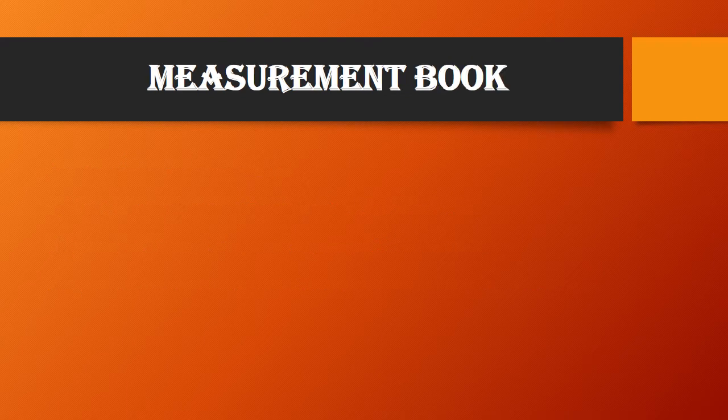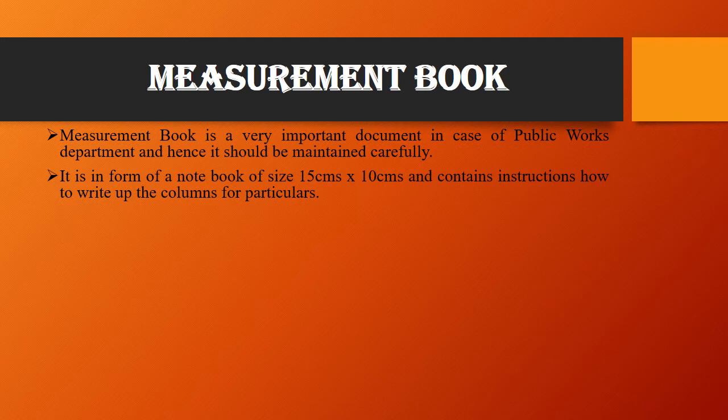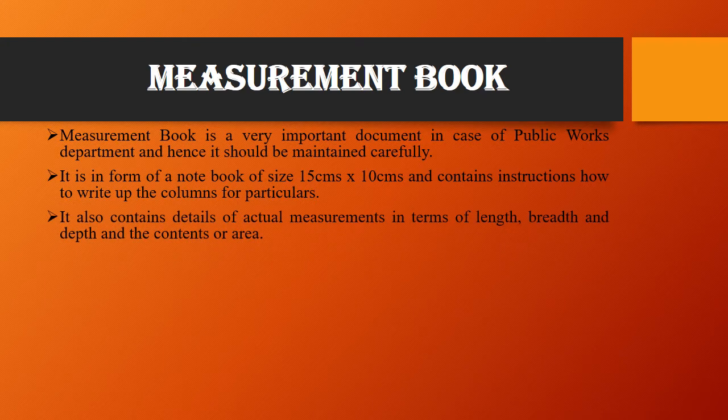Now, measurement book. Measurement book is a very important document in case of Public Works Department, and hence it is maintained very carefully. It is in the form of a notebook of size 15 cm by 10 cm and contains instructions how to write up the columns for particulars. It also contains details of actual measurements in terms of length, breadth and depth and the contents of area.